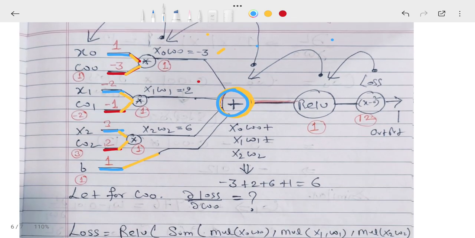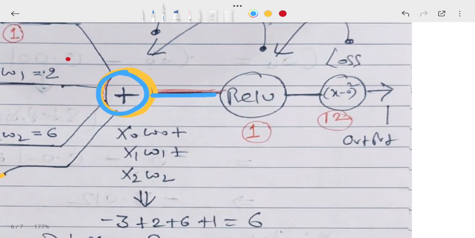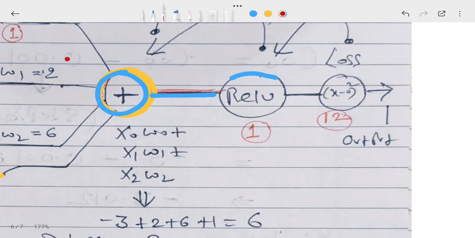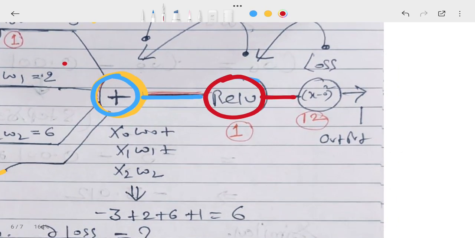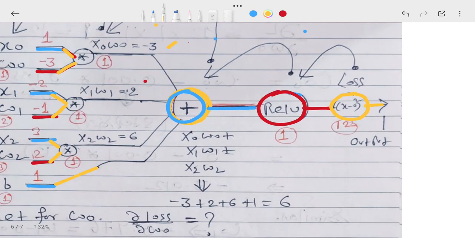Next I find the ReLU. ReLU means max. So at last I got the loss. What is the meaning of loss? Loss means (z minus target) whole square. This is my final output.